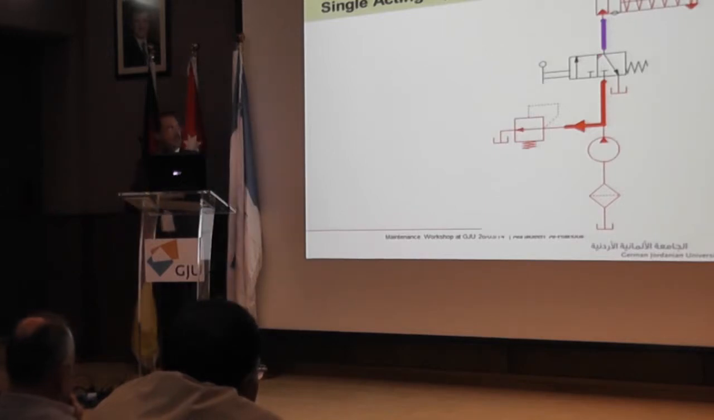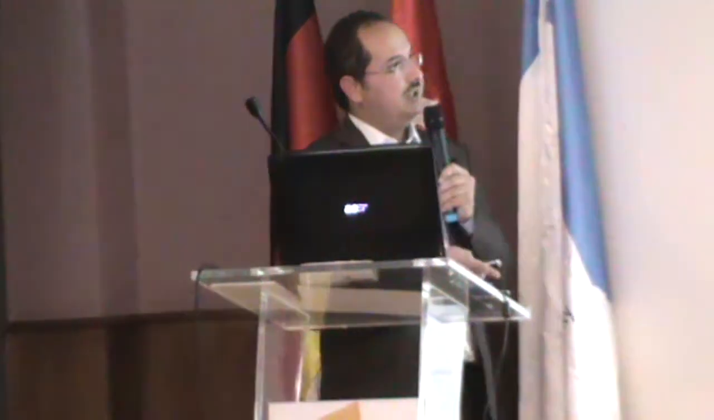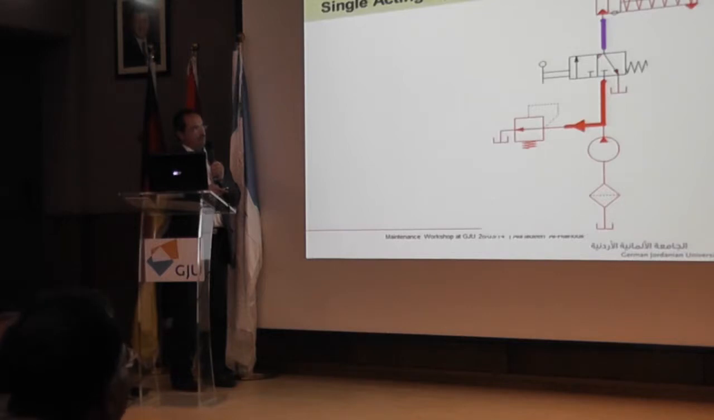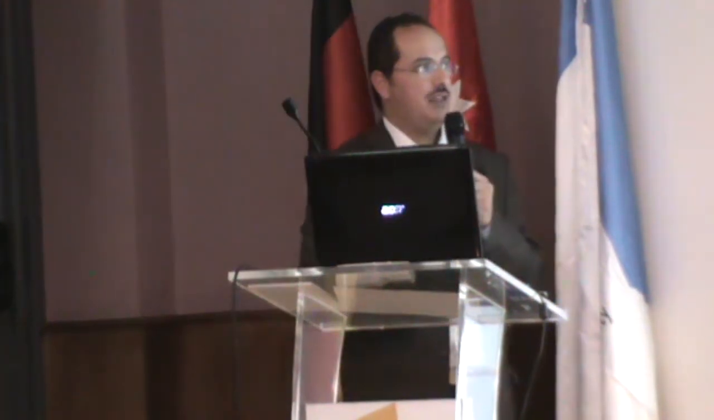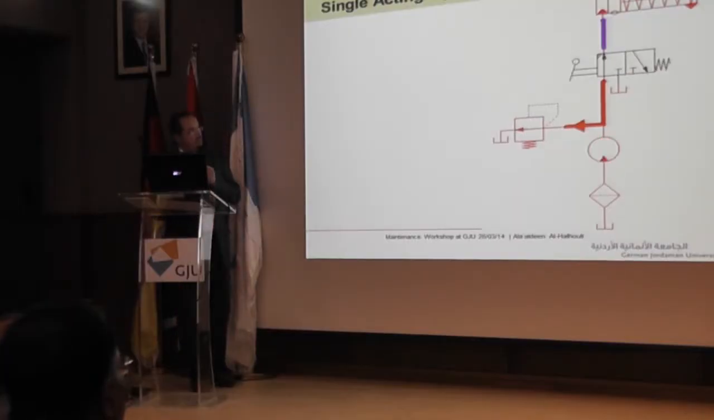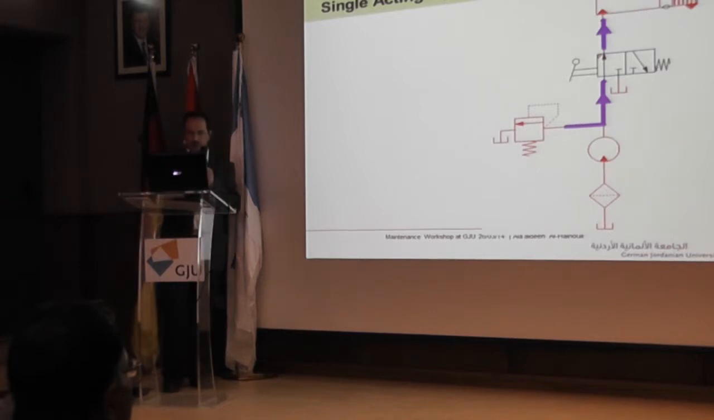Here we can see the hydraulic circuit for a single acting cylinder. As we can see, we have a pump. Now it's closed. In this case, the pressure accumulates in the system. We have here a pressure relief valve. If the pressure inside the system is larger than the setting pressure of the pressure relief valve, then it will open and allow the fluid to go back into the tank. Now applying force here, or changing to the left envelope, we can see that the pressure will go through the valve into the piston and allow the movement of the piston.